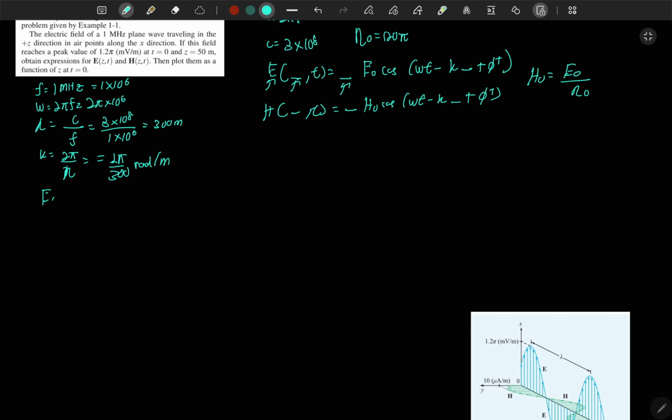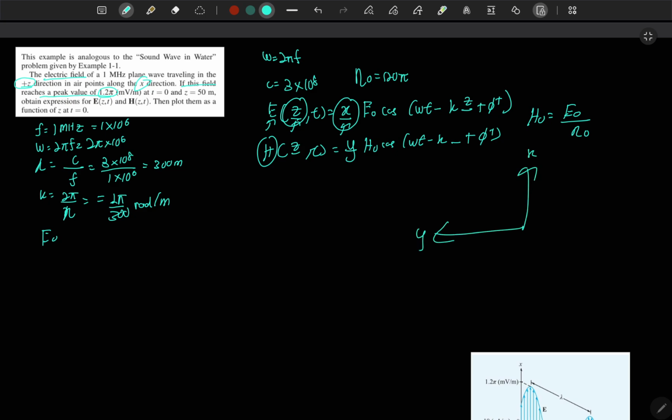Not yet. So E naught. In the question they said that the peak value is 1.2 pi. If this field, what field? Electric field, and it said it is moving in the z direction. So this is z and here is z, and electric is in the x direction. So H, if electric is in the x direction and moving in the z direction, the magnetic is in the y direction.